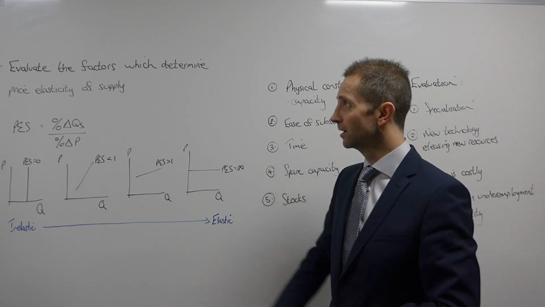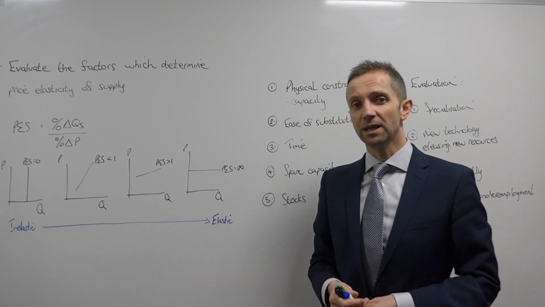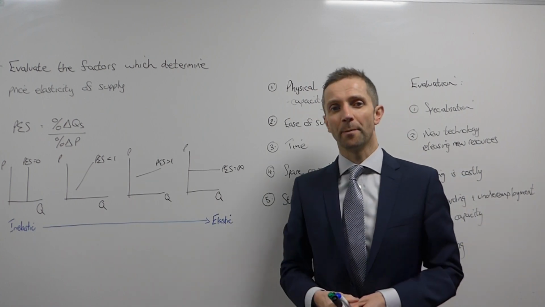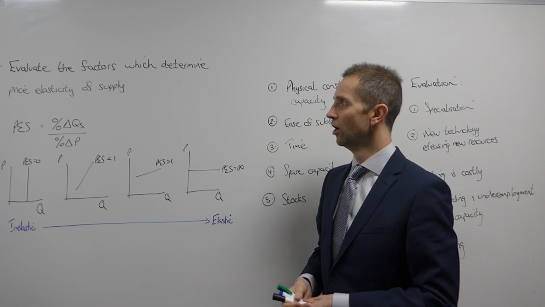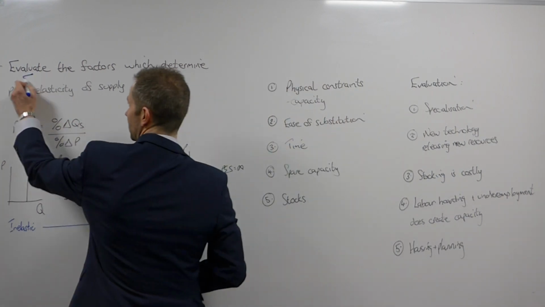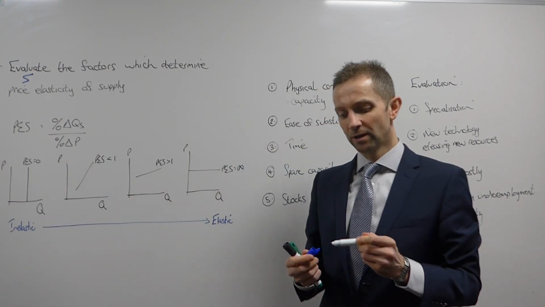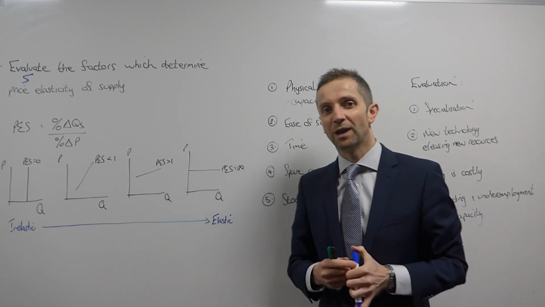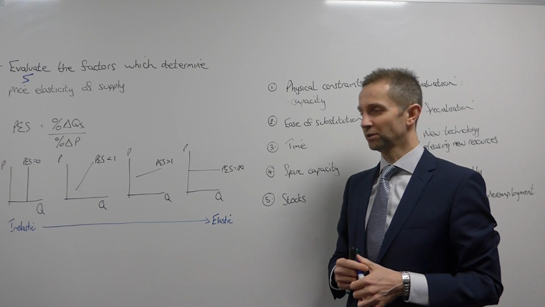And today's criterion is evaluate the factors which determine price elasticity of supply. The key word here is obviously evaluate, therefore this is teeing you up to answer an essay style question.